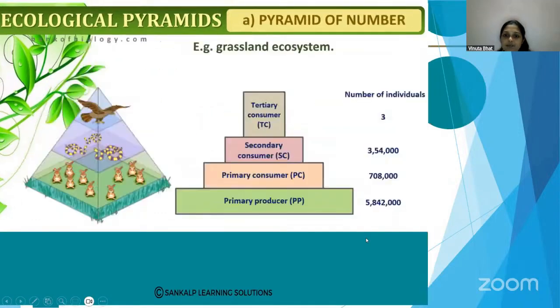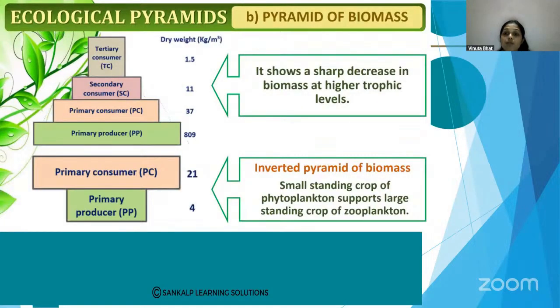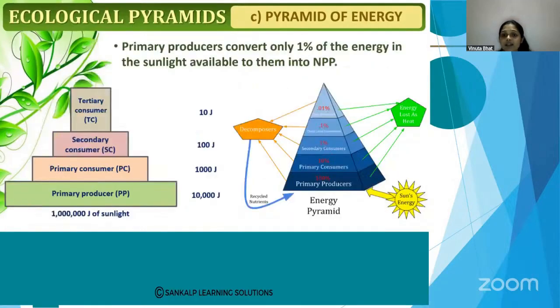So three types of pyramids we have seen. That is the pyramid of number, by taking the grassland ecosystem as an example. Then the pyramid of biomass, where we can see the inverted pyramid also, but the example you should remember is the pond ecosystem. Then the pyramid of energy. So this is the third type of the pyramid.